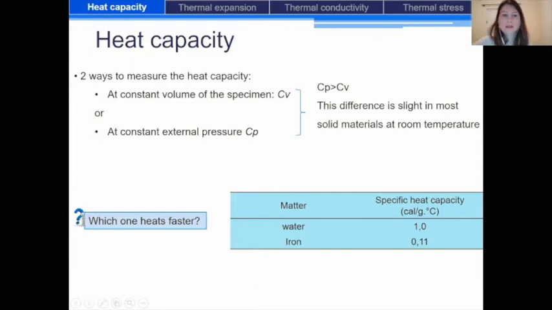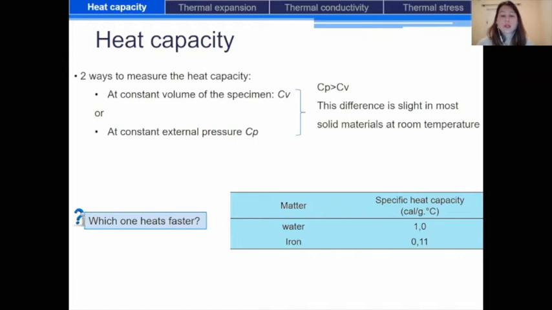So there are 2 ways to measure the heat capacity. Either we can measure it at constant volume for a specimen, so we will use the notation C with a little v, or at constant external pressure. So in that case, it is C with a little p. So constant volume with a v, constant pressure with a p. And so generally, the Cp will be higher than Cv. But this difference is slight in most solid materials at room temperature.